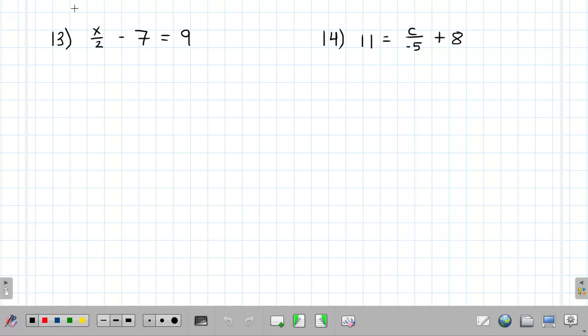If you need to, write PEMDAS at the top of your paper again. But if you think of PEMDAS and working backwards, if you plug something in for x, what would you do? Well, you would divide it by 2 first, then subtract 7. So that means we need to add 7, then multiply times 2. Okay, once again, always working backwards, always doing the opposite.